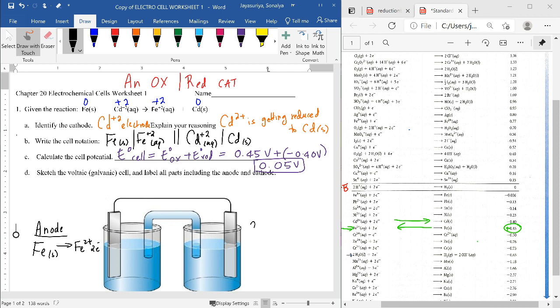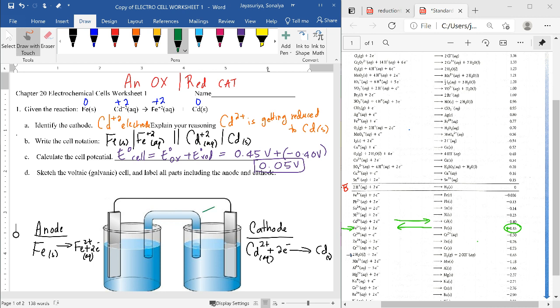And at the cathode, which is this side, I'm going to say cadmium 2+ plus 2 electrons is going to cadmium solid. All right? So this is aqueous. This is aqueous. Oh, forgot the plus there. Okay. Now, we need a salt bridge.